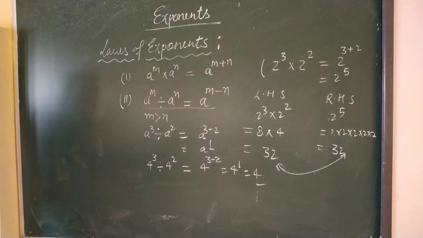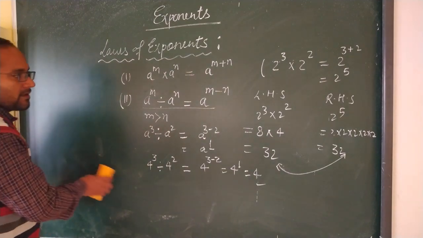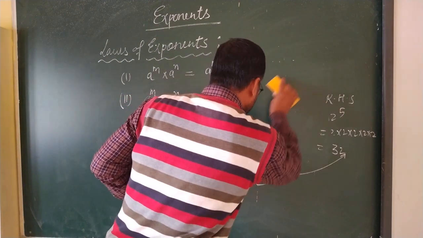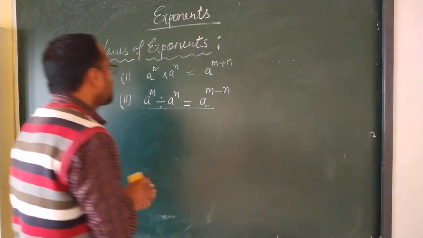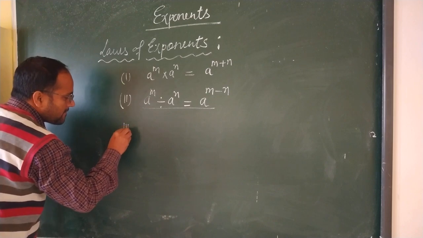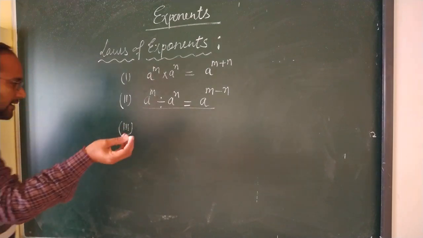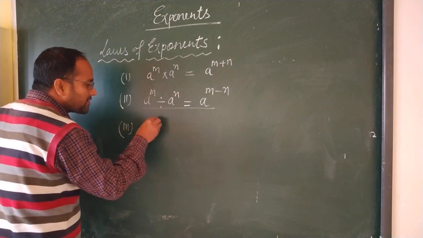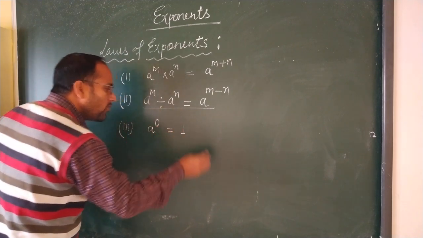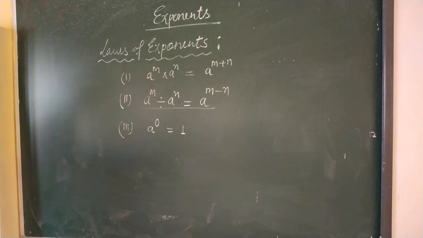Now the third property. I told you earlier in our first class that if a to the power 0, then its value is always 1. Whatever the number is, if its power is 0, then its value is always 1, students.